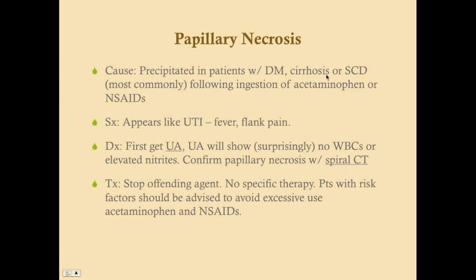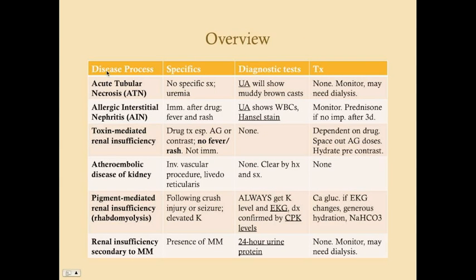So let's just go over an overview of all of these disease processes we covered. So here I've got the disease process written out for you, and then some specifics. So all of these are going to presumably present with renal failure, with uremia, or with incidental azotemia. But these are going to be some specifics to look for that's going to point you towards these specific disease processes. We've got our diagnostic tests over here, and then our treatment.